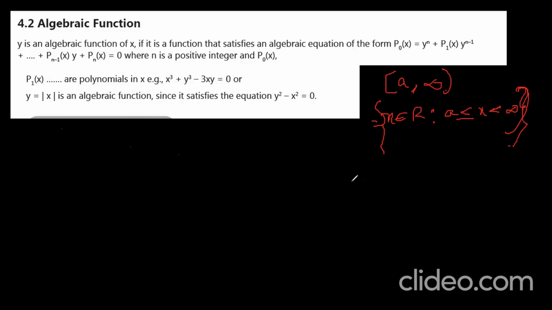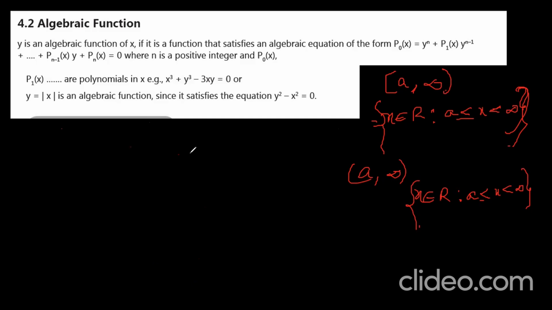Similarly, A comma infinity, with A open. How do you represent this? I want to represent this as X belongs to R, colon, A is also open, no? A less than X less than infinity. That's it. Both are open.